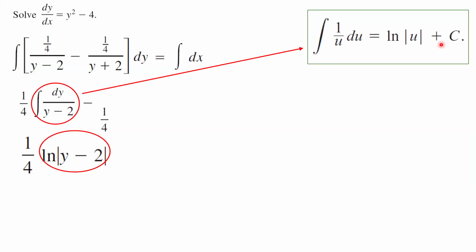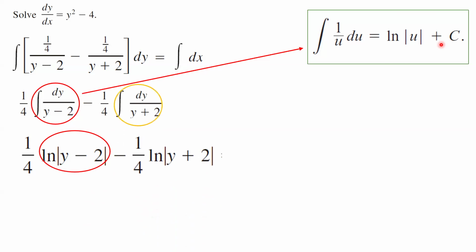The second integral is negative a fourth, the integral of dy divided by y plus 2. With the same process, it is going to be negative a fourth, ln of absolute value of y plus 2, following the formula that we saw in calculus. On the right-hand side, you have the integral of dx, which is x plus constant of integration. Let's call it C1, because later on we're going to simplify this more, and we're going to relabel C1 along with other functions.